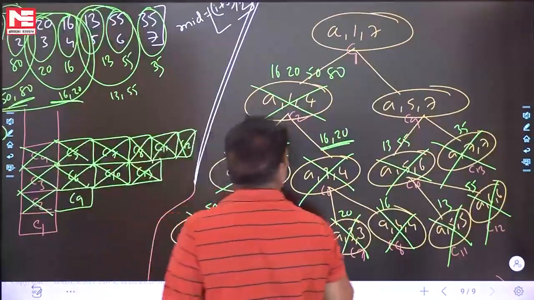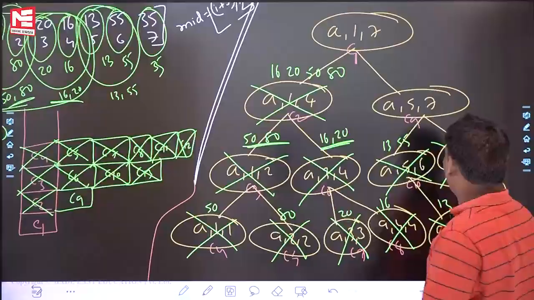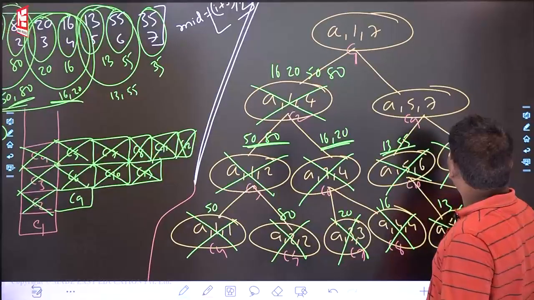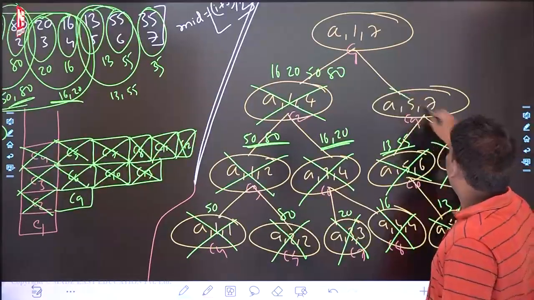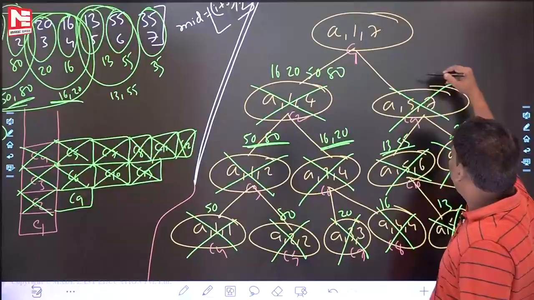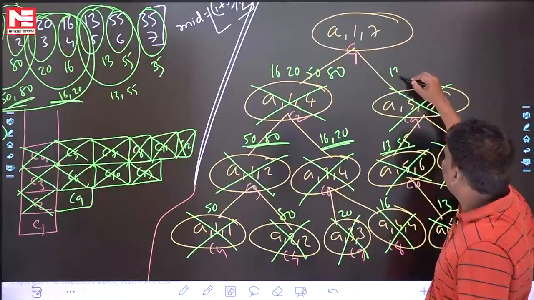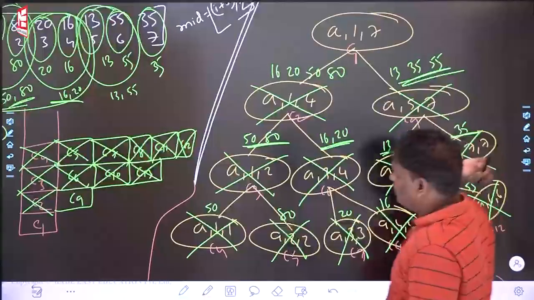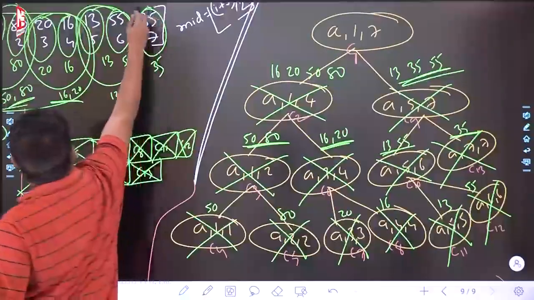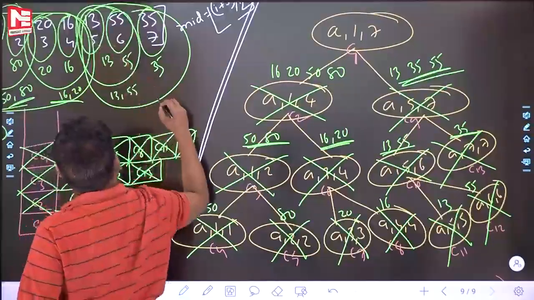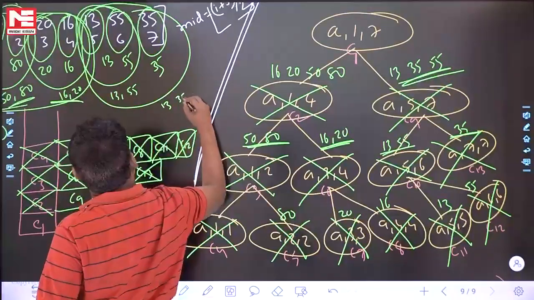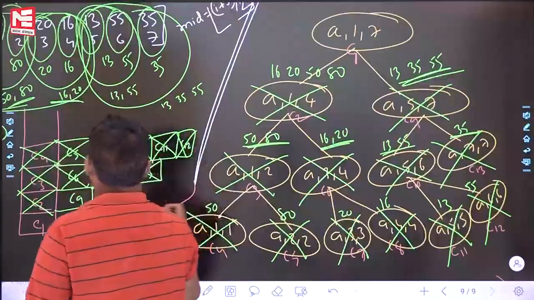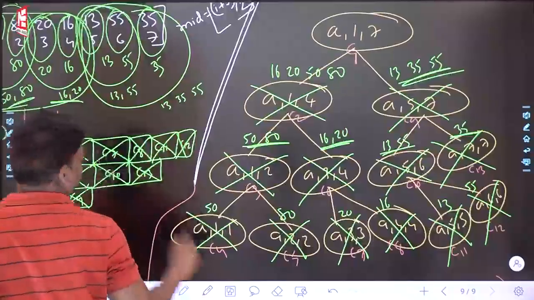It will become 35. Next one, who is the top of the stack? C9. To complete C9, who is required? Left required, right required. Both are available. Now, combine it. What is the answer? Left 2, right 1, totally 3 in sorted order. 13, 35, 55. Right, like that. So then C9 is also cancelled.